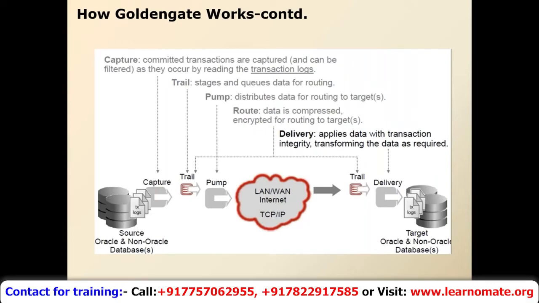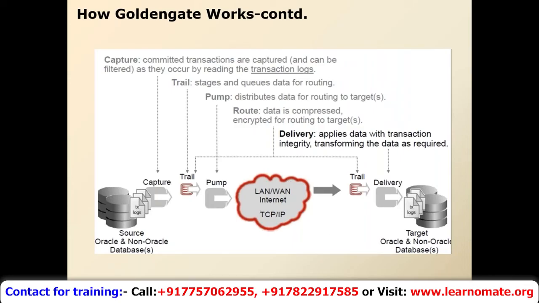So the target of extract, because it writes to this local trail, whatever this extract process is writing, the pump process captures that. Similarly, the target of this pump process acts as the source for the GoldenGate replicat process. So there are three processes involved in GoldenGate replication.